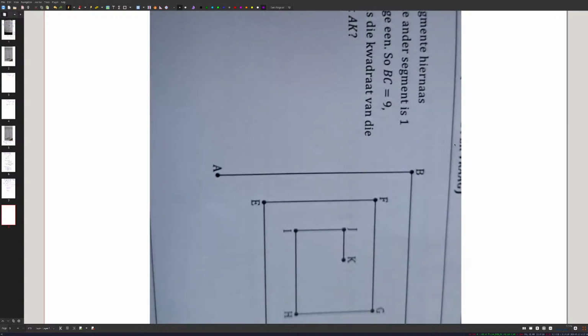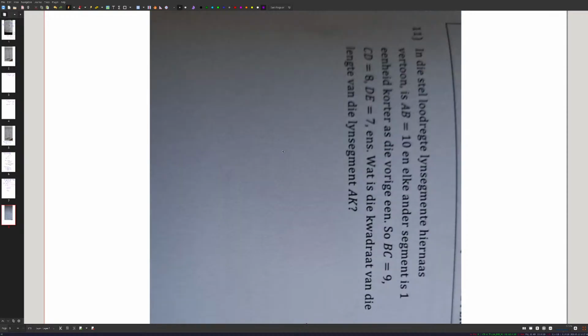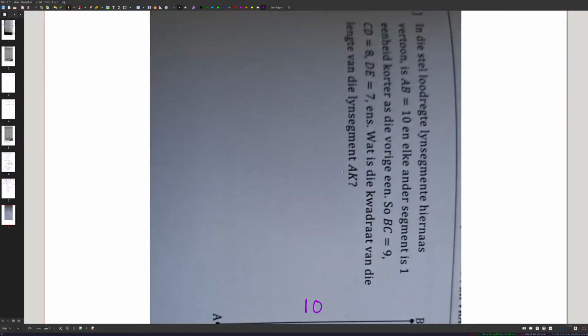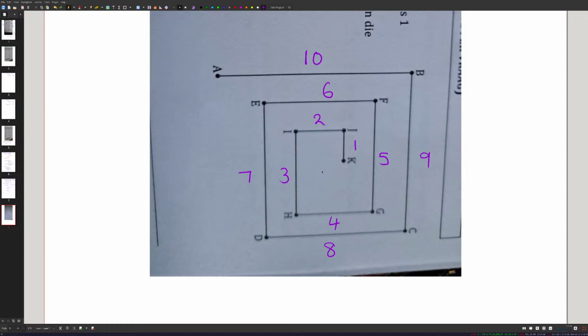So AB is given to be 10. Okay. AB is given to be 10, and each other segment is 1 unit shorter than the previous one. So BC is 9, CD is 8, 7, 6, 5, 4, 3, 2, 1. And so the question is, what is the square of the length of AK?